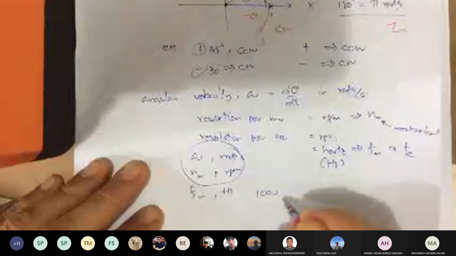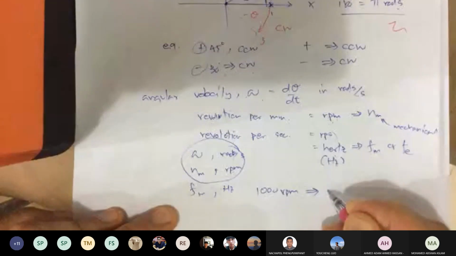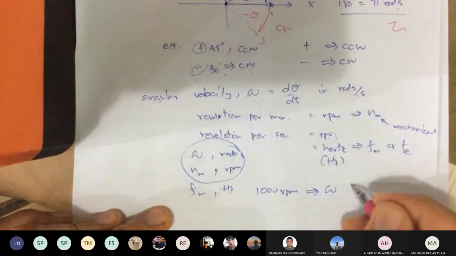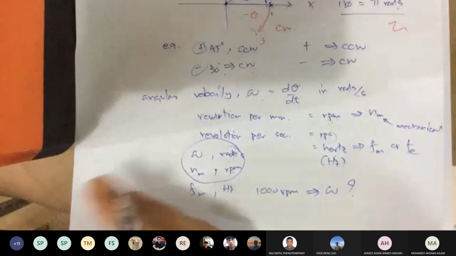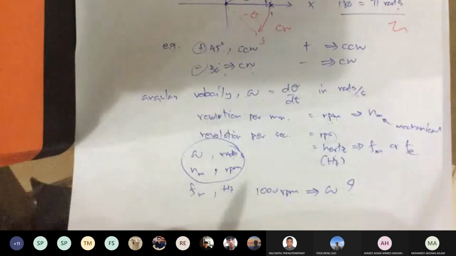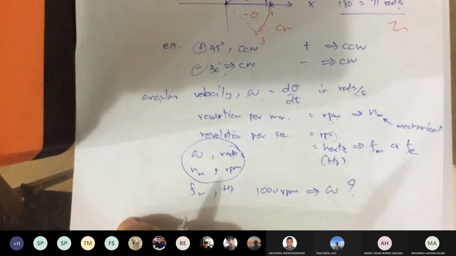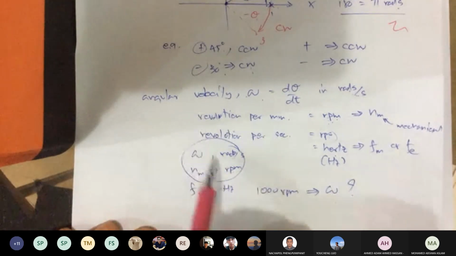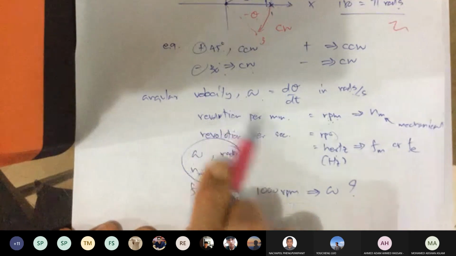So if I say, hey, I'm spinning at 1,000 RPM, can you turn that into omega? How do you do that? Can you do that? Try to go back and practice that at home. Angular velocity plays an important role. We'll see a little bit later why.